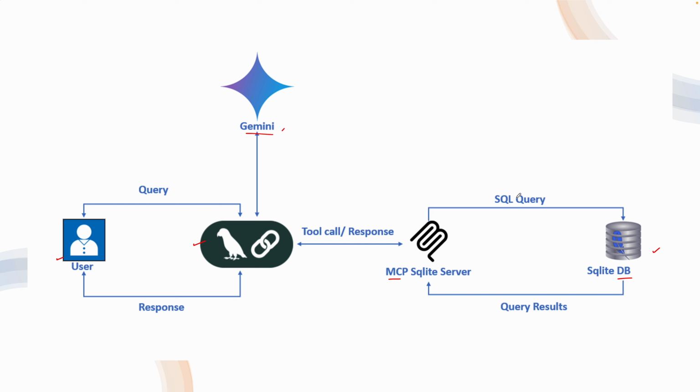From here, the natural language is converted into a SQL query. It will write the query for you. It will send the request to the database, because the database understands SQL. It won't understand natural language. Now the database will give the result set back. So the query results are sent back. They come here to the MCP SQLite server, and then with the help of the tool call response and the LangChain framework, it goes back to Gemini.